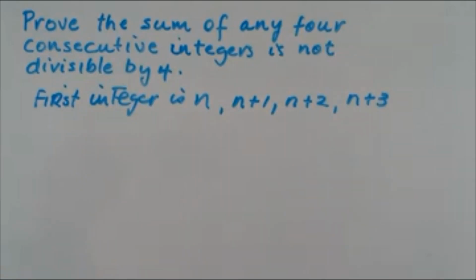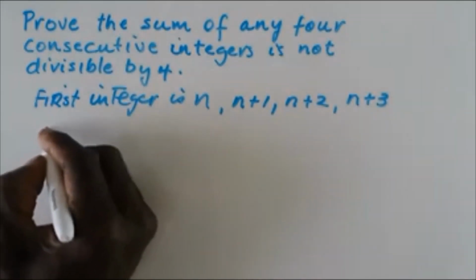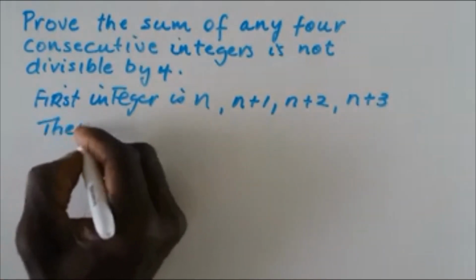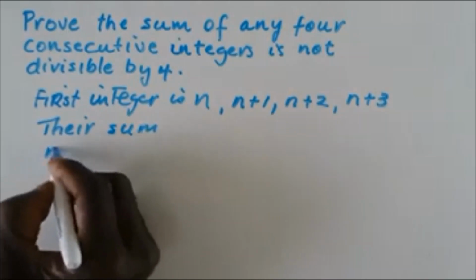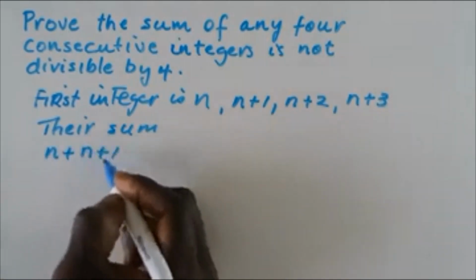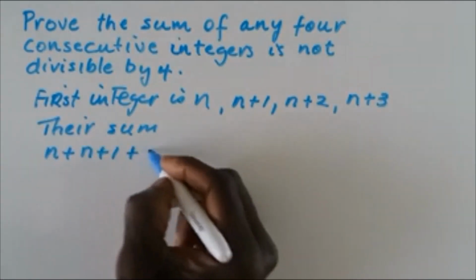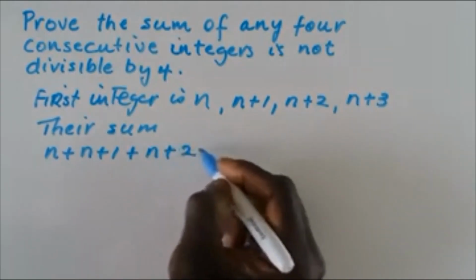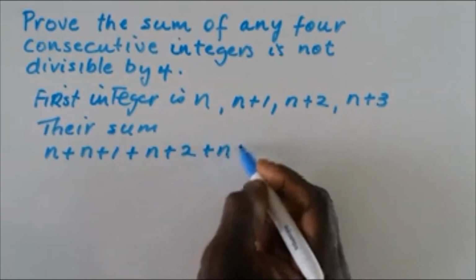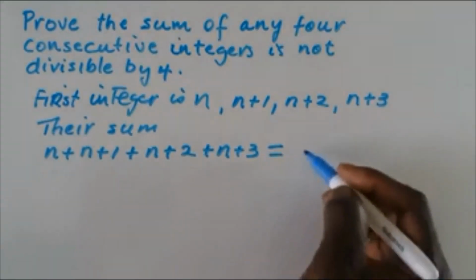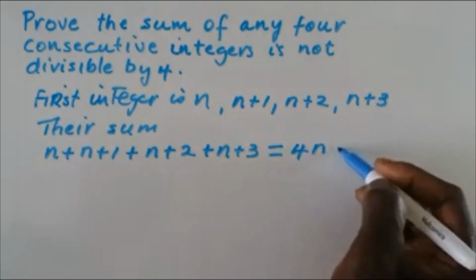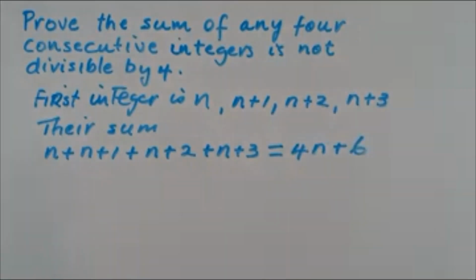Now we need to find the sum of these. So their sum is n add n add 1, add n add 2, add n add 3, and this totals 4n add 6. Now to find whether it's divisible by 4, we need to divide by 4.